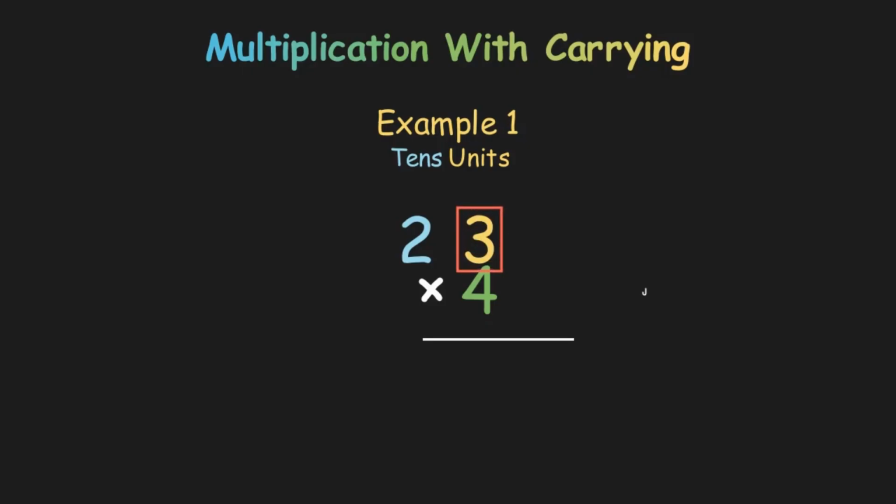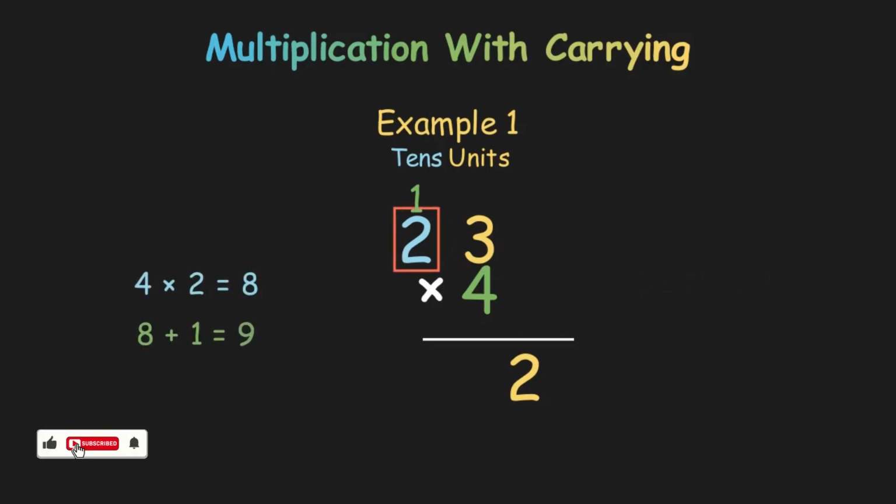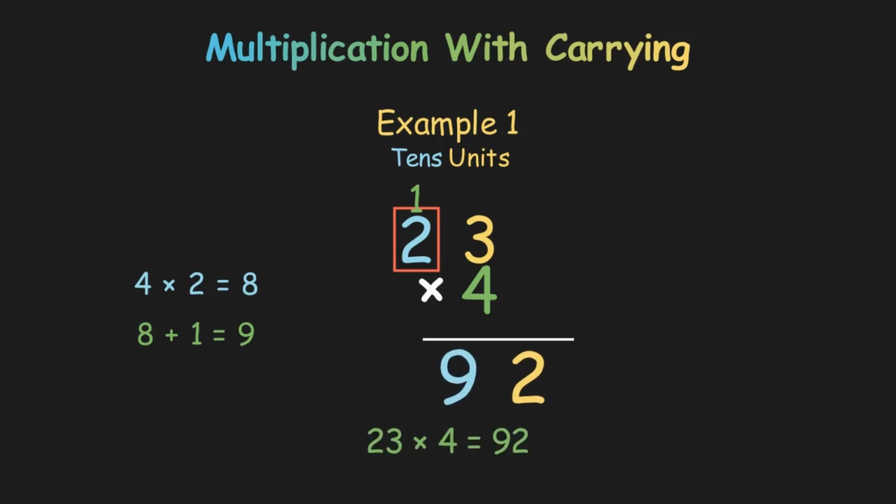Multiply 4 by 3, and that gives us 12. We write down 2 in the units column and carry 1 to the tens column. Next, we multiply 4 by 2, and that gives us 8. Then we add the carried number 1, making 9. Therefore, 23 multiplied by 4 equals 92. Excellent work, superstars! You're becoming multiplication champions step by step.